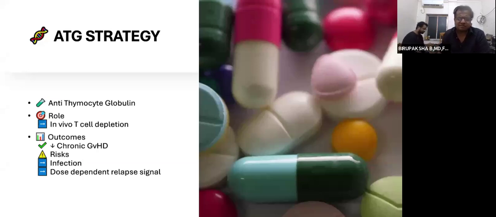Of course, there are some risks: infection, dose-driven relapse signal. Yes, there are infections. Everything comes with some price. That's not me, that's some big scientist who had spoken up a long time back. So we do have problems, but this is one which might mitigate. I will prove it statistically after some time. So this is what basically happens.